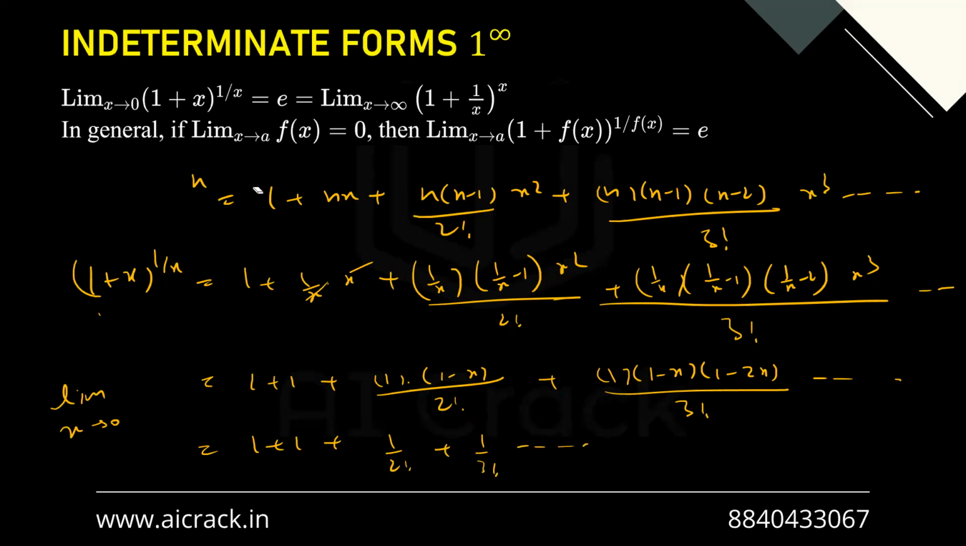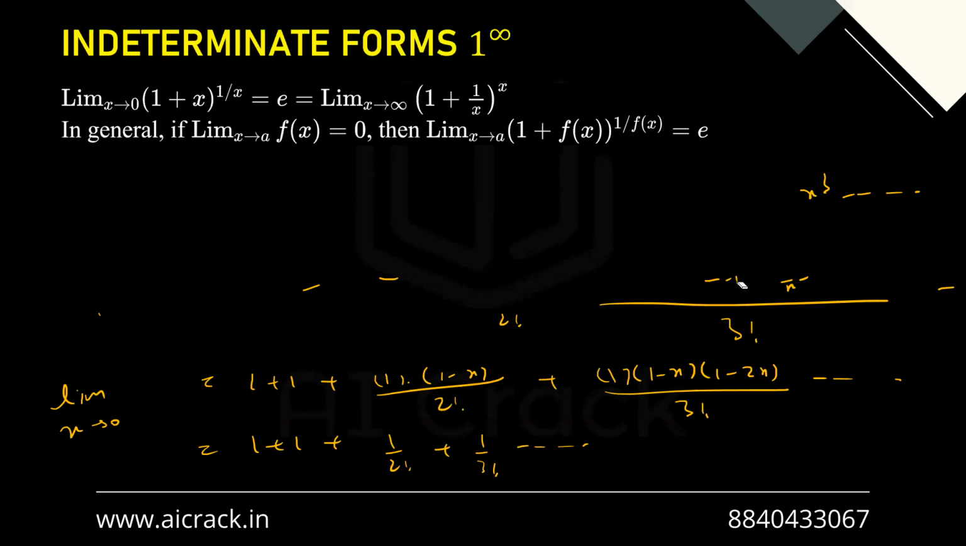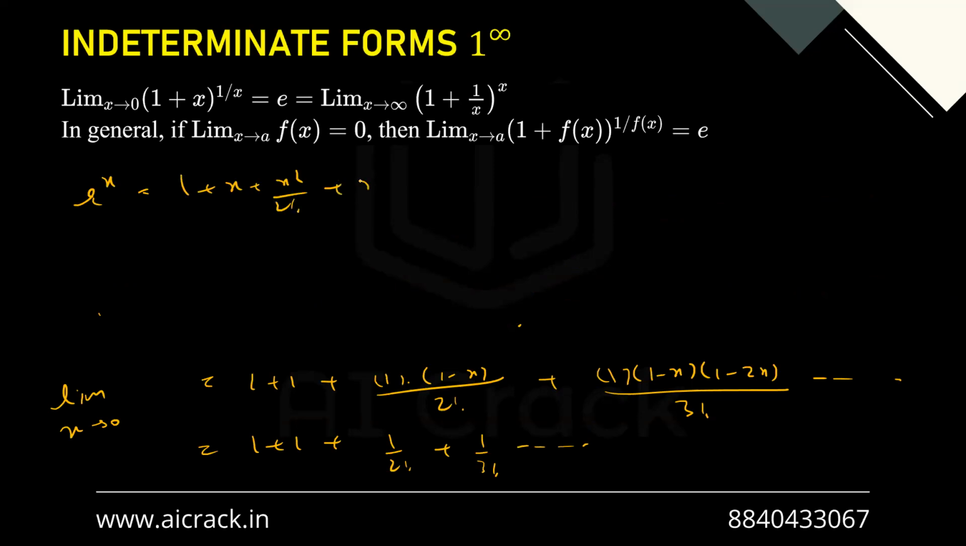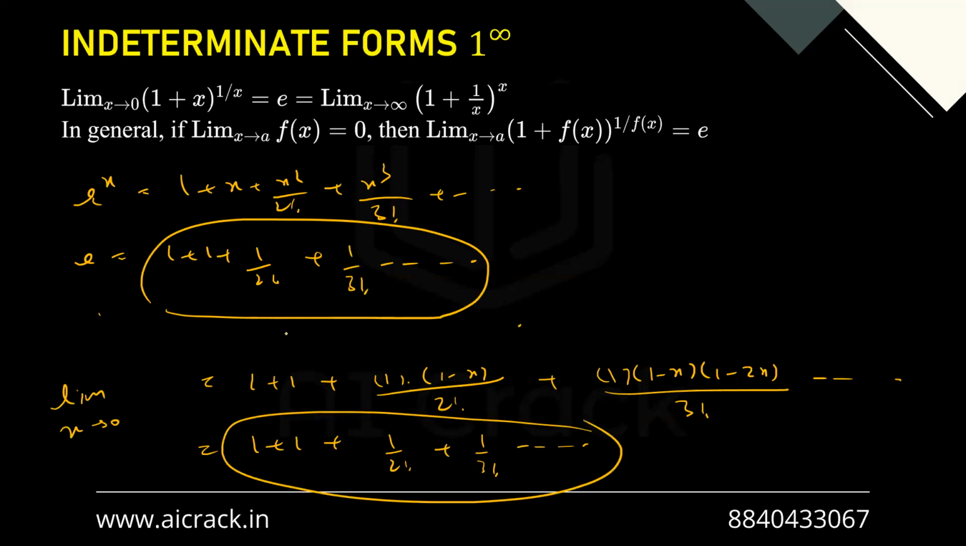Okay, now if you remember, e^x is nothing but 1 + x + x^2/2! + x^3/3! and so on. Now if I put x equals 1 over here, we'll be getting e = 1 + 1 + 1^2/2! + 1^3/3! and so on. If you see, this is exactly the same as this one. So this limit comes out to be e only.